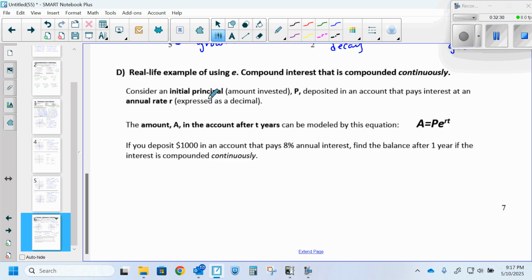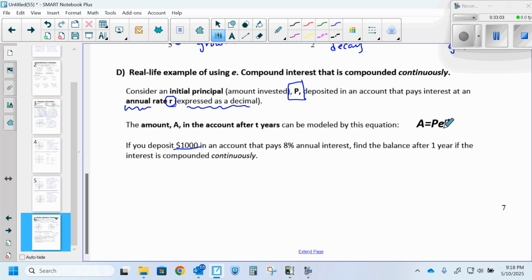And as you know, when you put money into something that earns interest, it's getting bigger, right? So let's say P is the amount that you put into an account. It's called your principal. In this example, we're putting $1,000 into this account. And it pays interest at an annual rate, that means by the year, and we talk about this as being R for rate. Of course, we're going to express this as a decimal in our formula. So P is the amount that you put in.